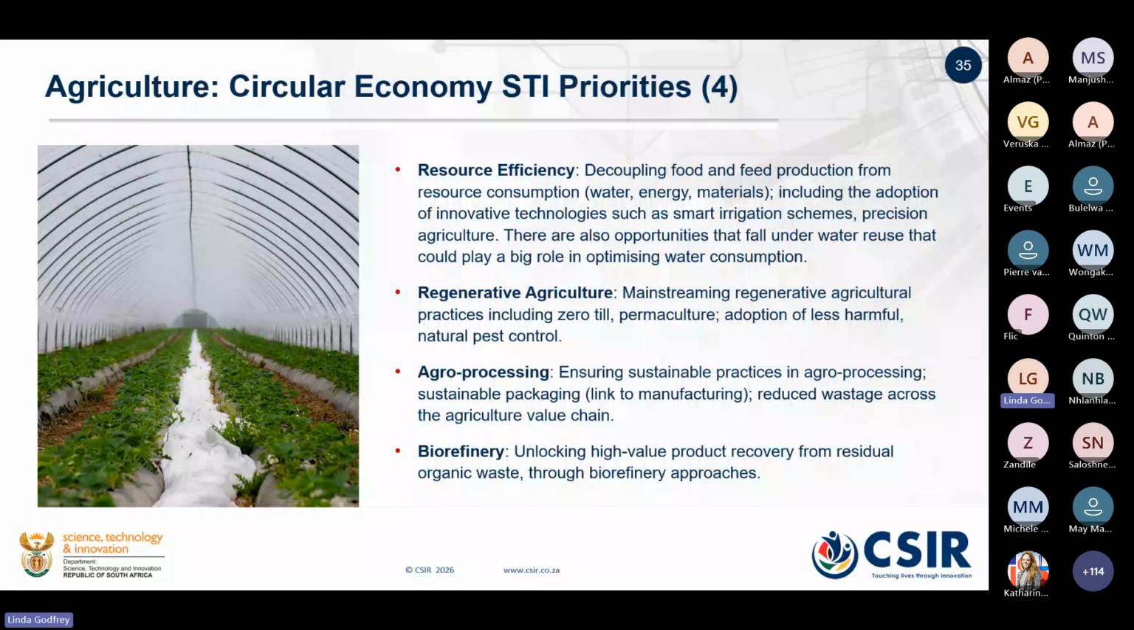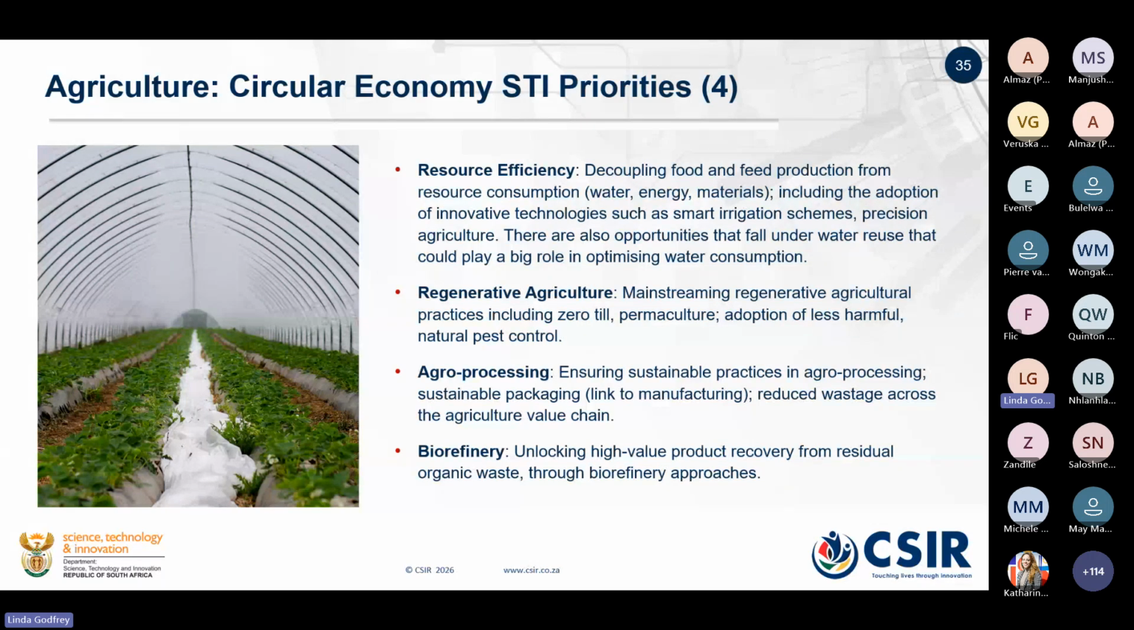Within agriculture, we have four STI priorities. Again, the first is resource efficiency. The fact that agriculture is our largest user of water in South Africa. If I remember correctly, I think it's 61% of all water is used within agriculture. So how do we actually decouple the production of food and feed from water consumption? The second is around regenerative agriculture, so to rethink how we farm. Can we support, for example, small-scale farmers to adopt more regenerative practices like zero-till, like permaculture, of using more organic fertilizers or pesticides in the production of food and feed?